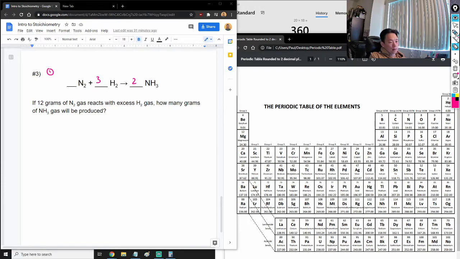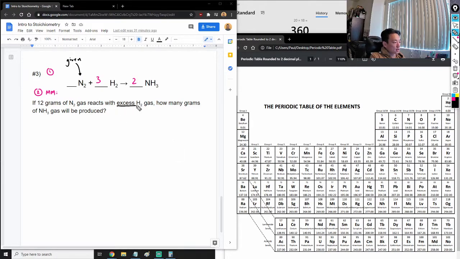Alright, we're going to do step number 2 now. Step number 2 is to find the molar mass. Okay, so we're just going to add them up. So let's read the question and figure out what the important chemicals are. So it says we have 12 grams of N2, and since that chemical has a number, we can already tell this chemical is going to be our given chemical.